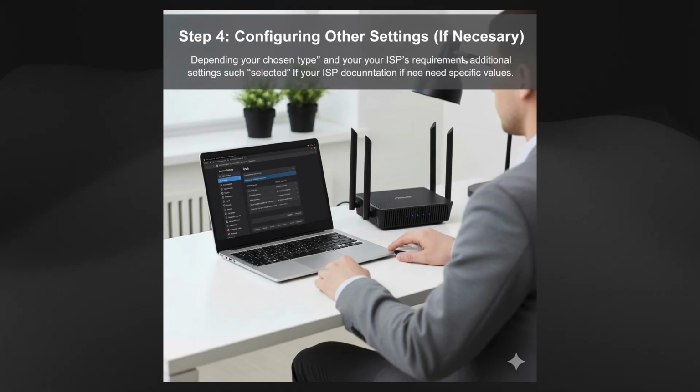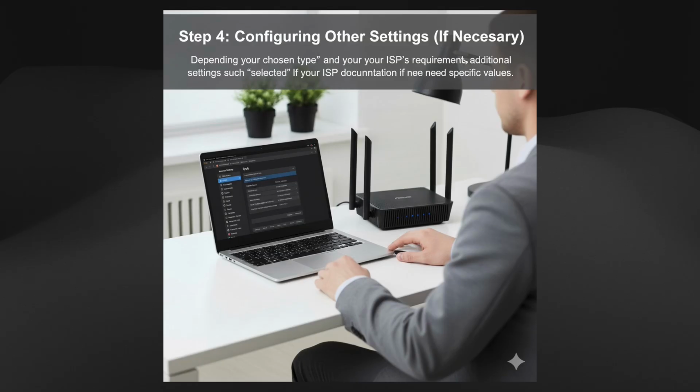Step 4. Configuring other IPv6 settings. Depending on your chosen connection type and your ISP's requirements, you might need to configure additional settings such as DNS server, WAN IPv6 address, or LAN IPv6 prefix length. If you selected native, this often auto-configures. Consult your ISP's documentation if you need specific values.